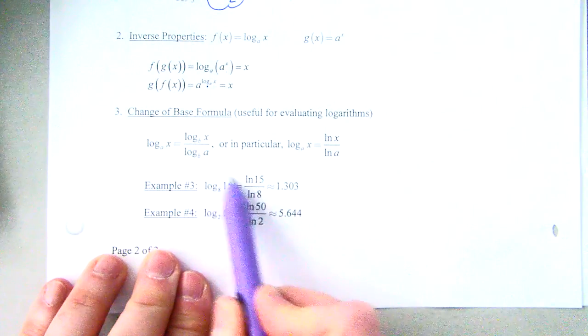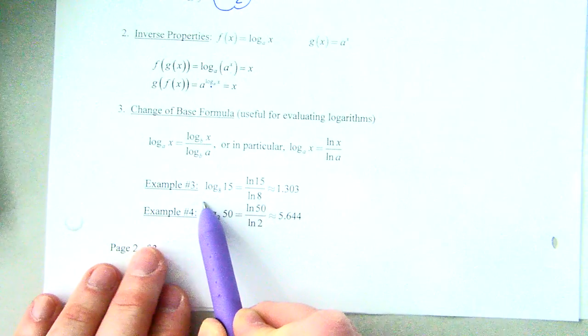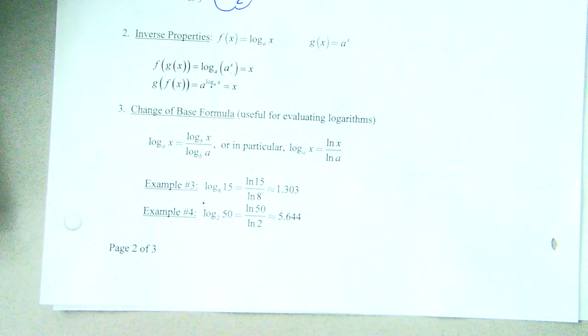How to evaluate logs on the calculator if you don't have that log base anything button. If I want to figure out log base 8 of 15, you could have done on the calculator log base 10 of 15 divided by log base 10 of 8, because you've got a log base 10 button. But actually, this works for rewriting a log in terms of a log with any other base.